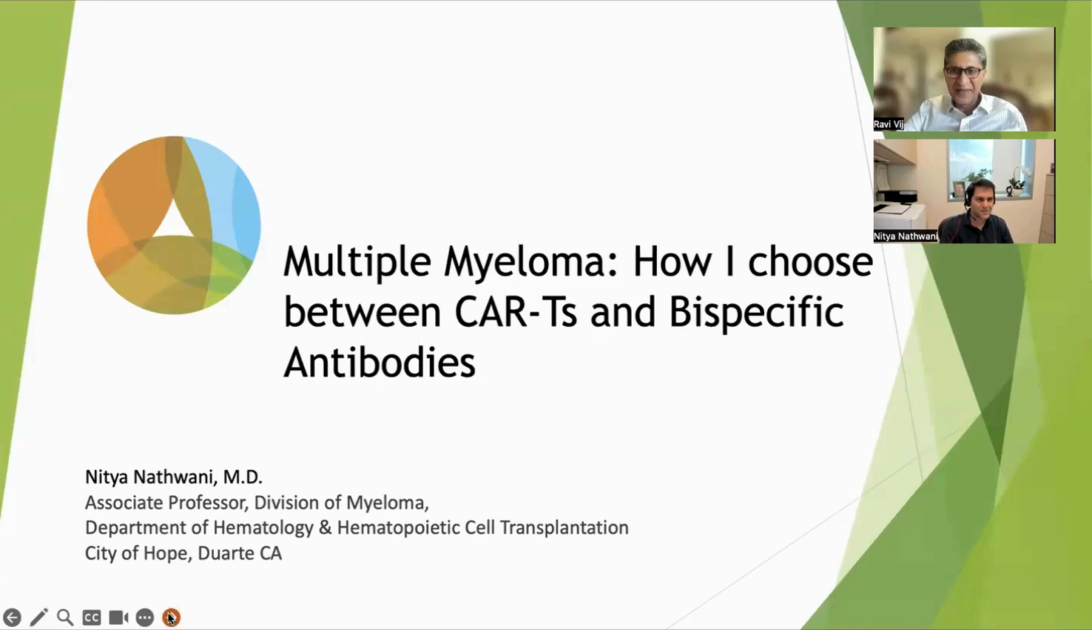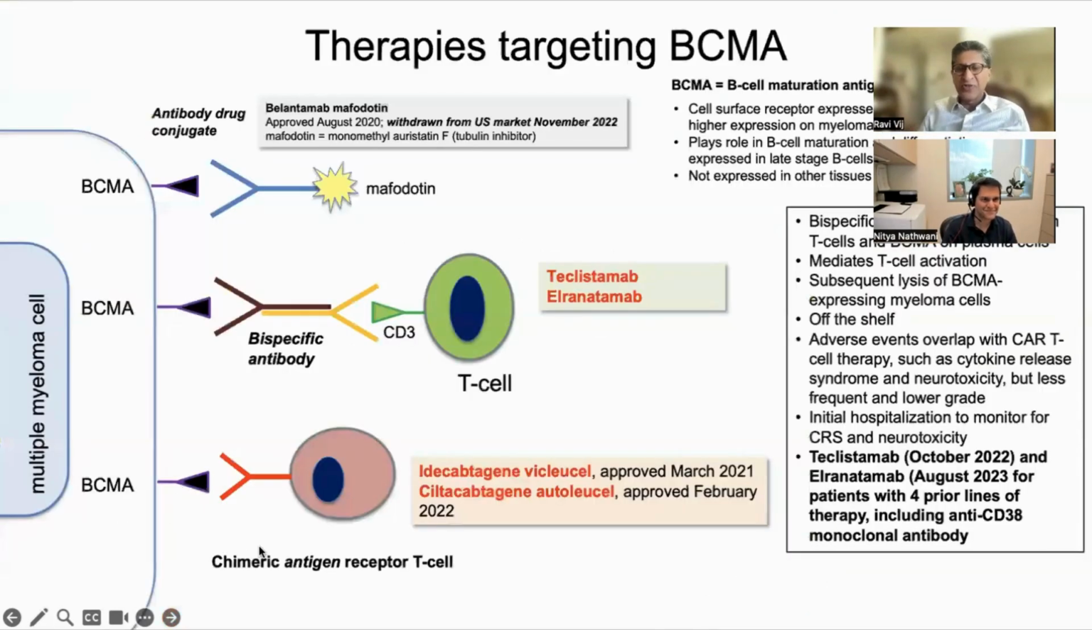Thank you. It's a pleasure to be here. So Nitya, first of all, to set the stage, for those that are not as familiar with these different modalities of treatment, what's the difference between antibody, a bispecific, an antibody drug conjugate, a CAR-T, and then we can launch into what we have available commercially and how you use them. Yeah, sounds good. I agree.